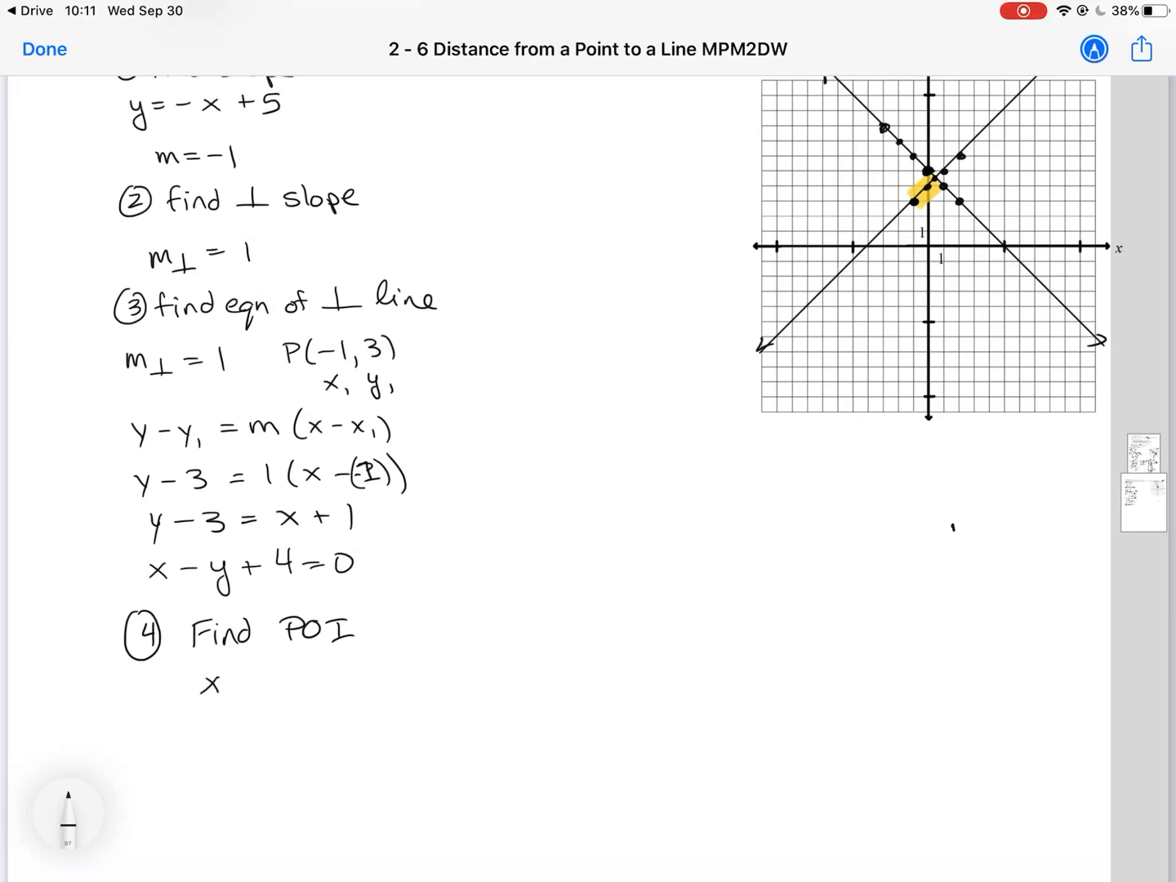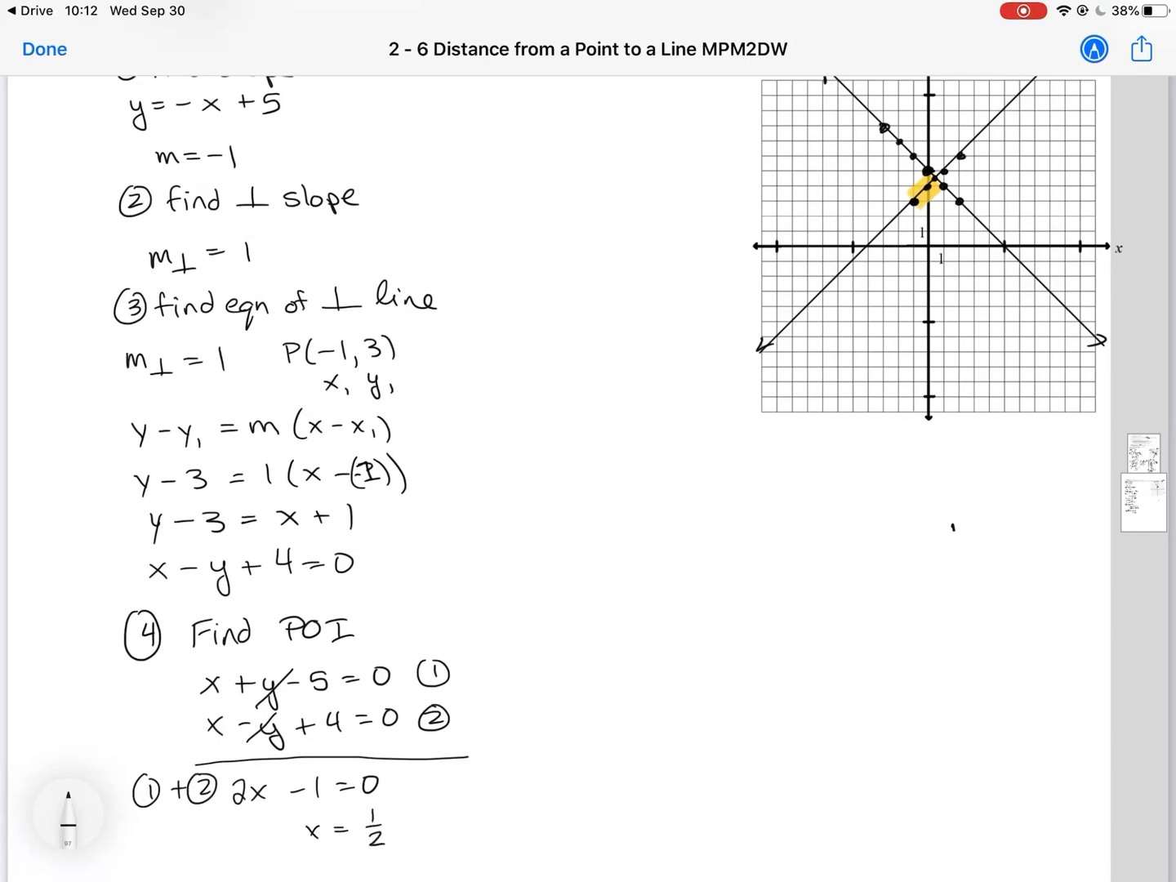So the two equations that I have are x plus y minus 5 equals 0, given. And this is the one that I found of the perpendicular line, x minus y plus 4 equals 0. Here, I'm going to use elimination, and I'm just going to add those two equations together. That's going to give me 2x, 0y, minus 1 equals 0, which is going to tell me that x equals 1/2.